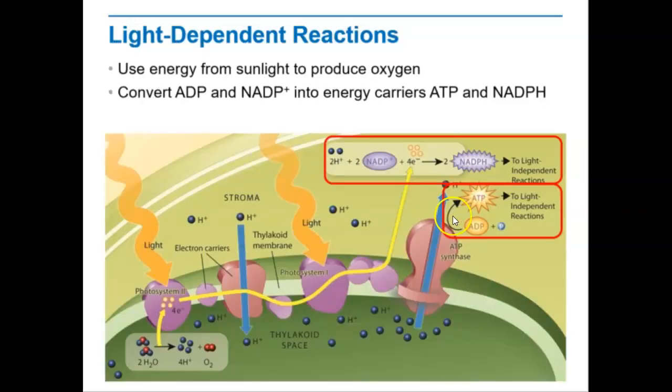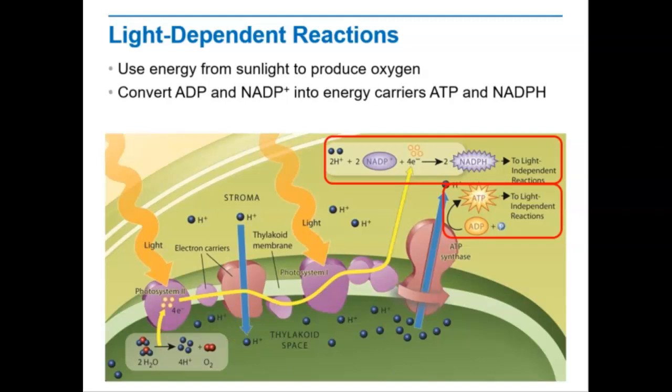All right, so this is what this reaction looks like, and I know it's a little bit scary, but don't panic. So there are different photosystems, right? So we have photosystem 2, photosystem 1, and then we have ATP synthase. So light-dependent reactions use the energy from sunlight to produce oxygen. They convert ADP and NADP plus into energy carriers ATP and NADPH.